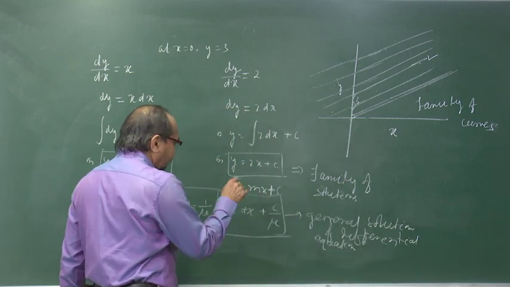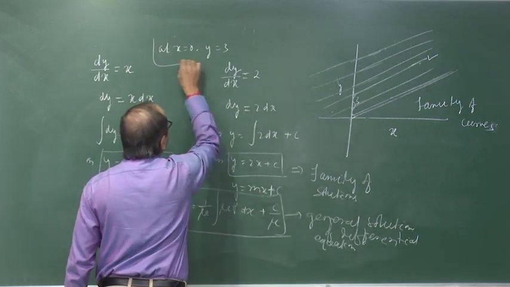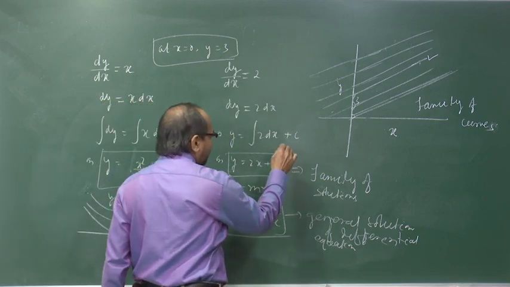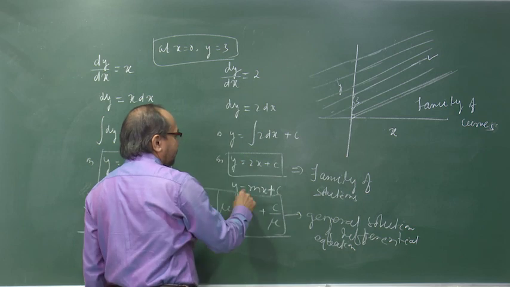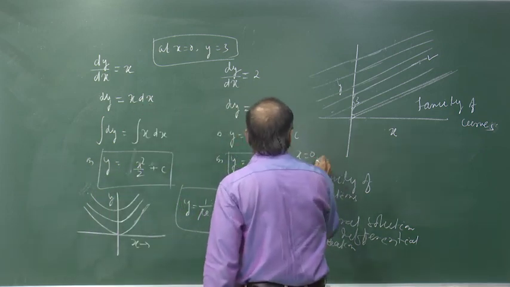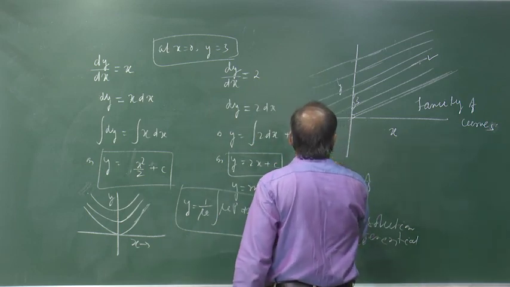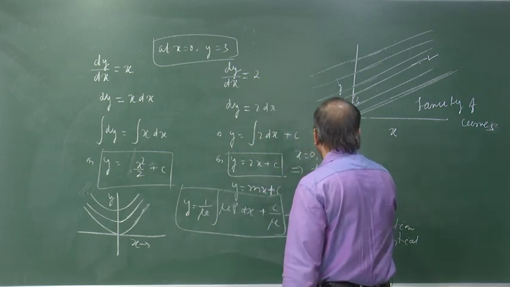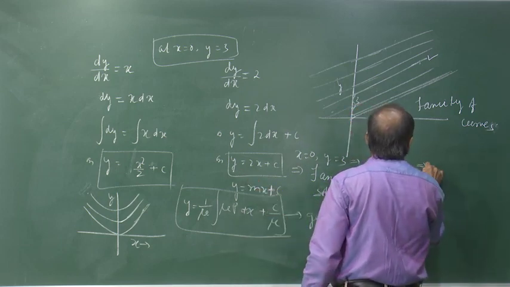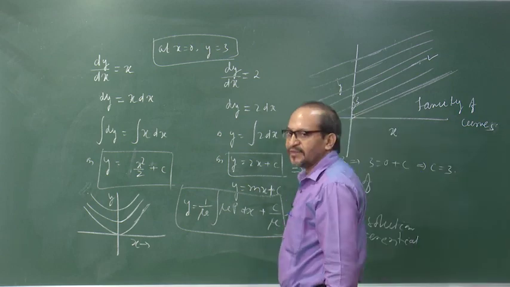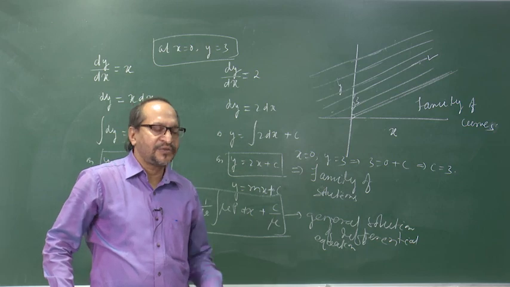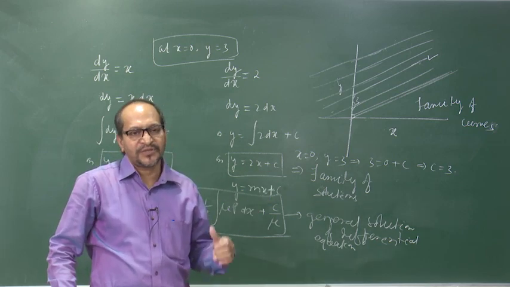But when you put an initial condition, when at x is equal to 0, y is equal to 3, then you can see, for this equation y is equal to 2x plus c, if I put x is equal to 0, y is equal to 3 in this equation, then this implies that 3 is equal to 0 plus c, which means you have determined the value of c. So, you can fix the value of c. As you can fix the value of c, you can fix the solution.